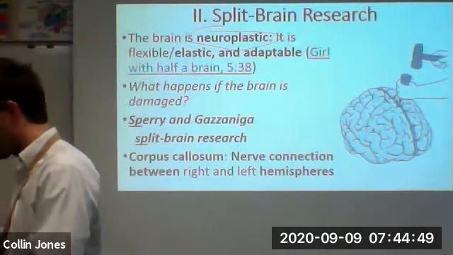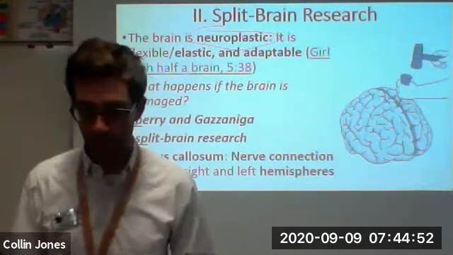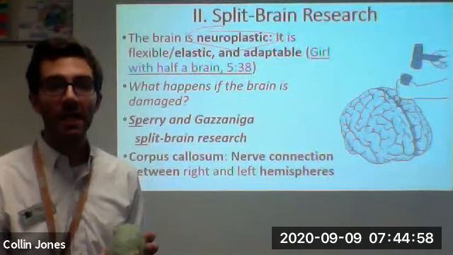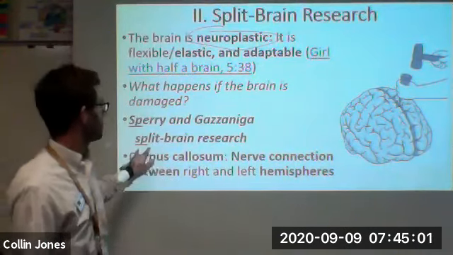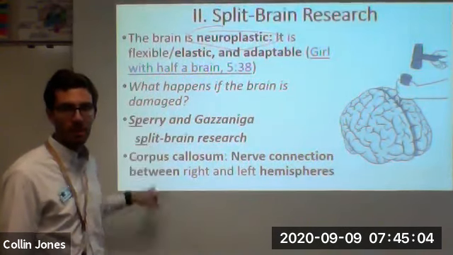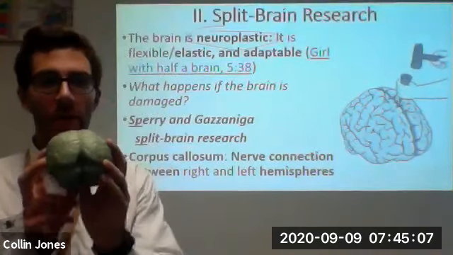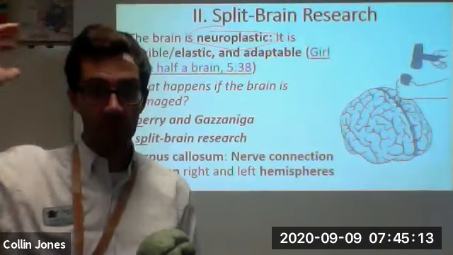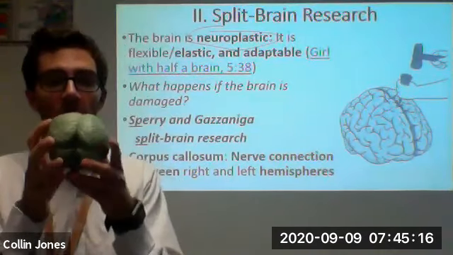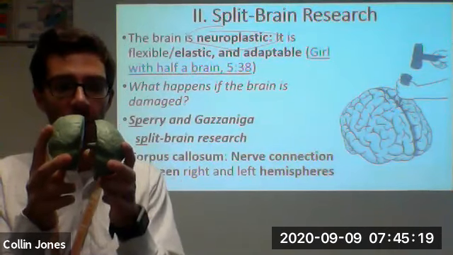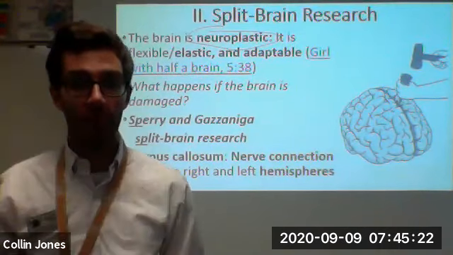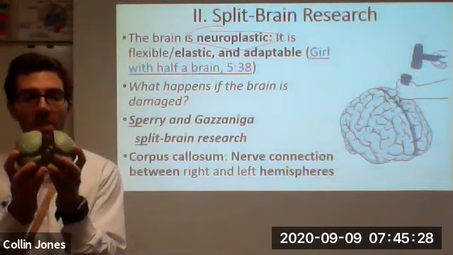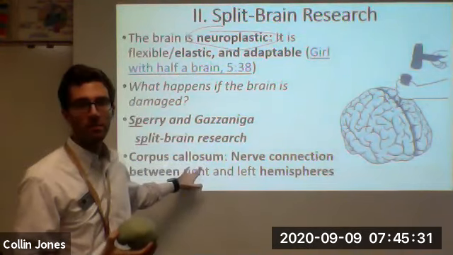And what this means, because the brain is moldable, they can actually do some interesting things with the brain. So these 2 guys, Sperry and Gazzaniga, they did split brain research. Sperry, split brain. Mr. Jones, what do you mean by split brain research? Well, if they had patients that were having seizures, too much electrical activity in the brain, what they would do is they would cut down the middle of their brain, like slice right down the middle, okay? That part of the brain, the tissue between the hemispheres, is called the corpus callosum.